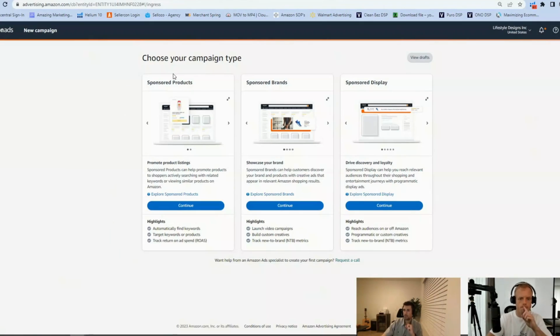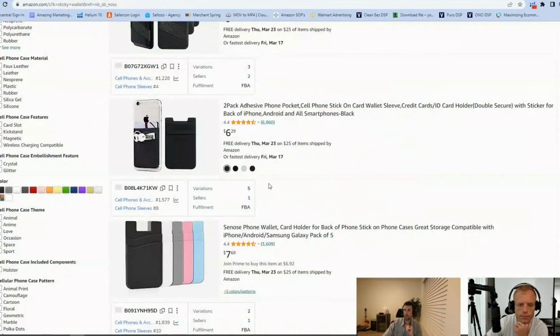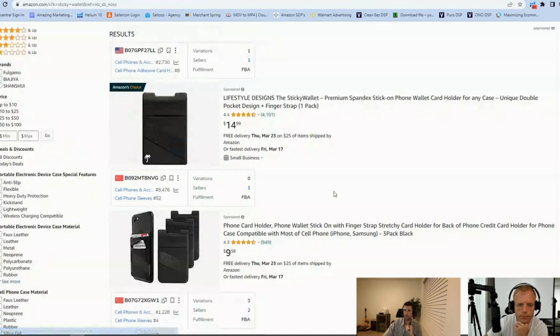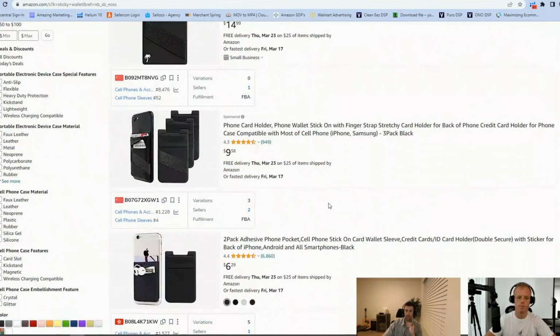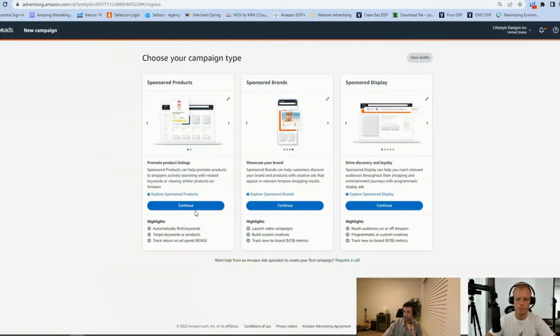Now there are three different types: sponsored product campaigns, sponsored brand campaigns, and sponsored display campaigns. You can scroll through and Amazon will show you, highlighted here, what these are. Right now, we're mainly just going to use the sponsored product. These are all related to search terms, and we want to focus our efforts on staying up here. We want to get on the top of search. That's where we want to be. So we come in and hit continue.